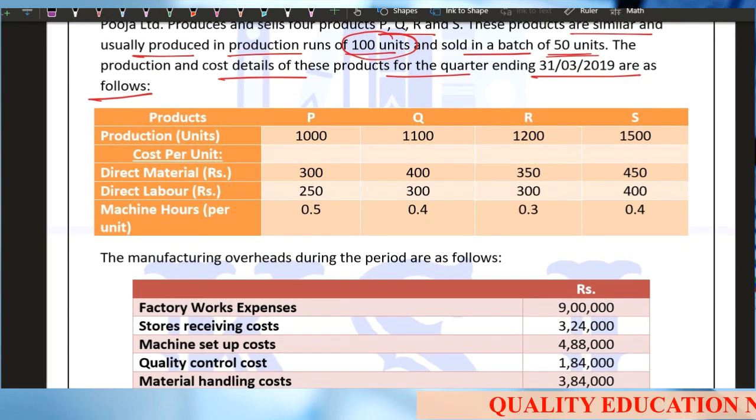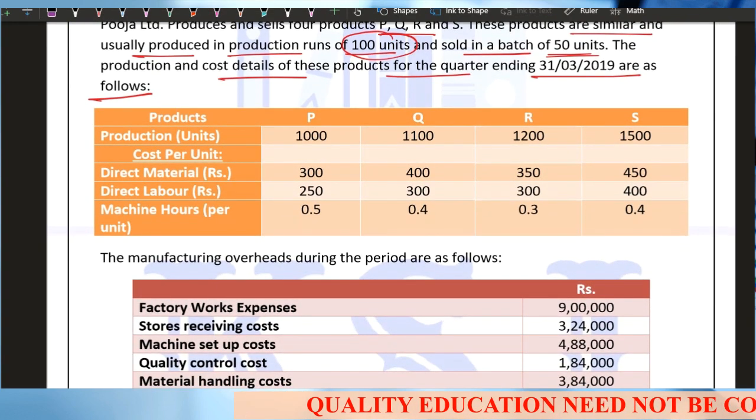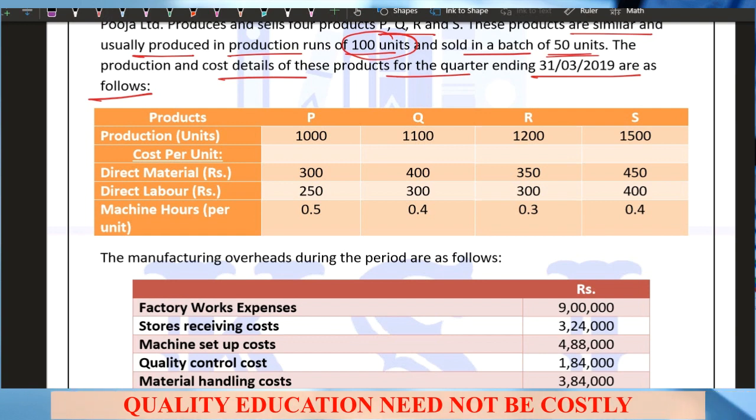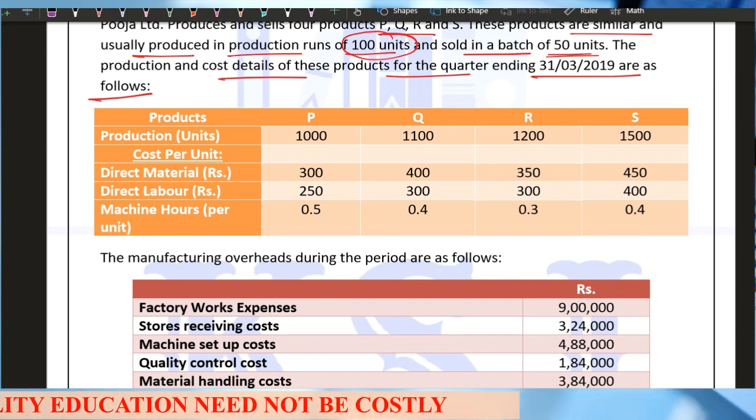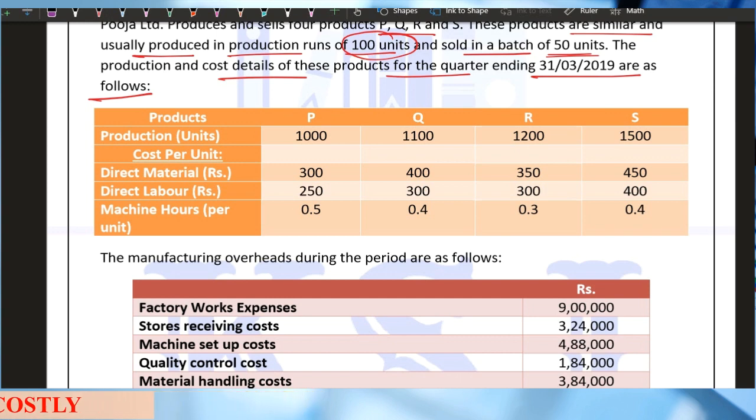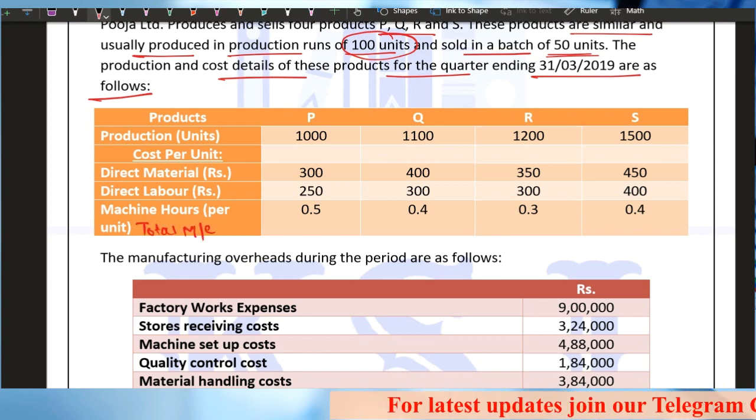The production and the cost detail of these products for the quarter ending this are as follows. Production units 1000, 1100, 1200, 1500. Direct material cost is given, direct labor cost is given, and machine hours per unit are given. Machine hours per unit are given. Can you tell me, if we talk about the total machine hours, can you tell me? If here I want to know the total machine hours.